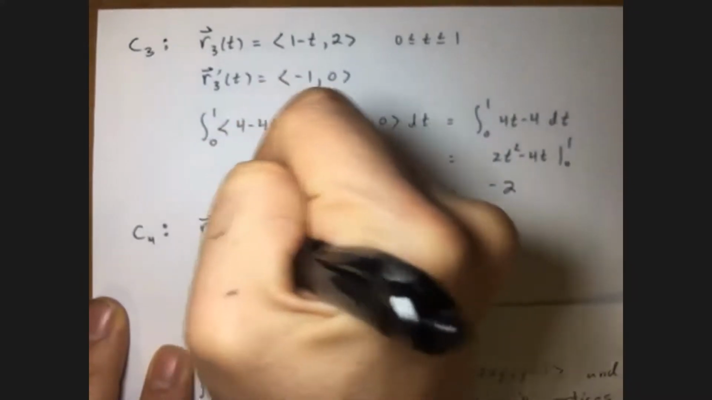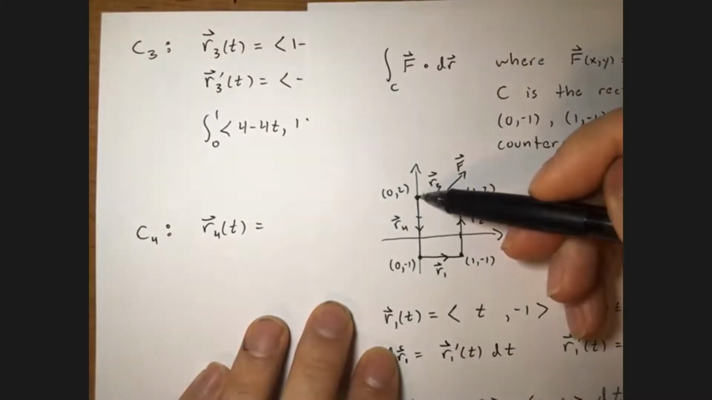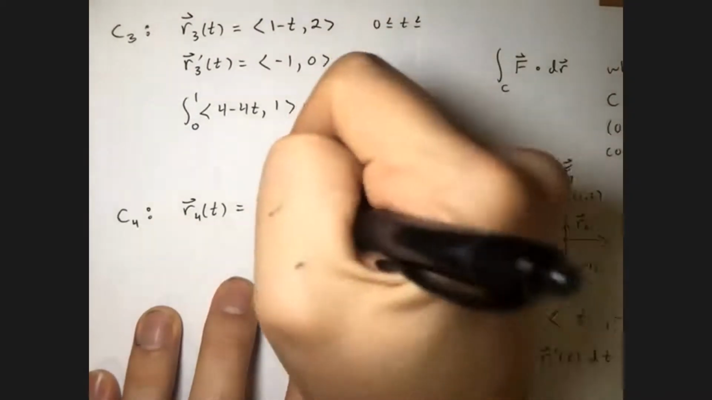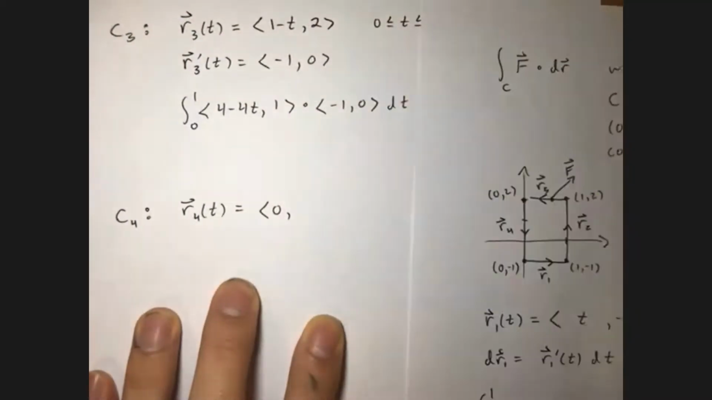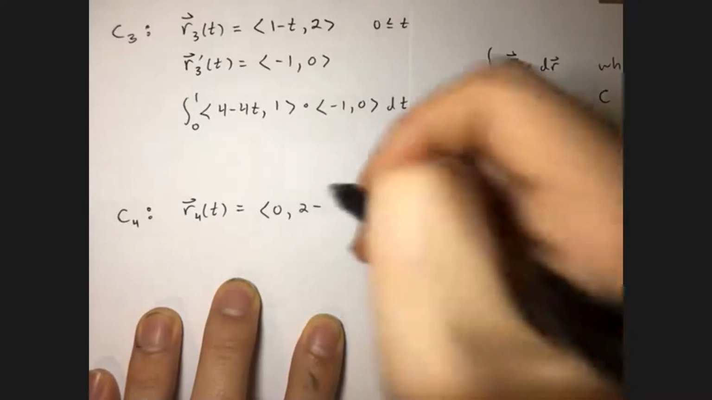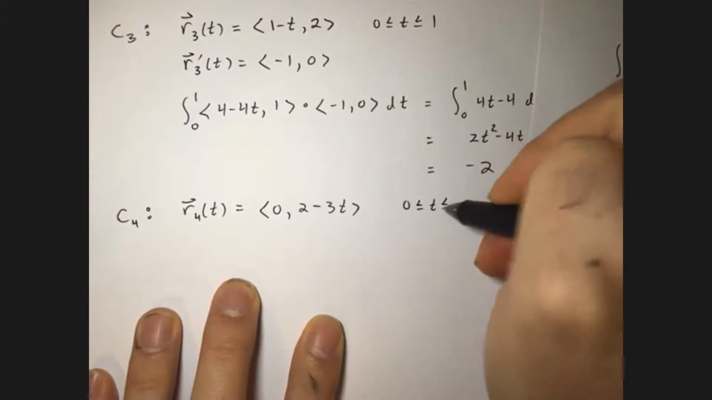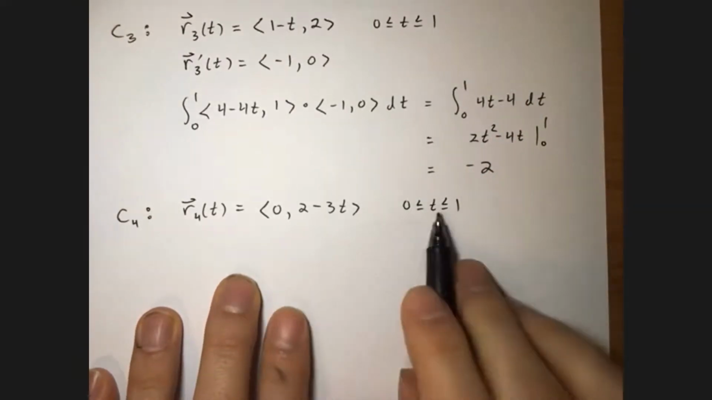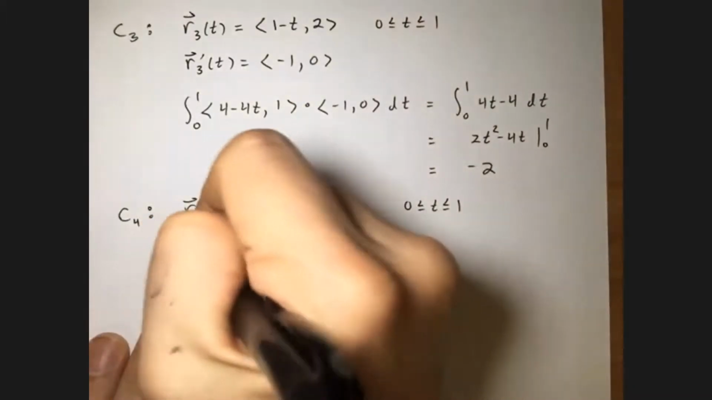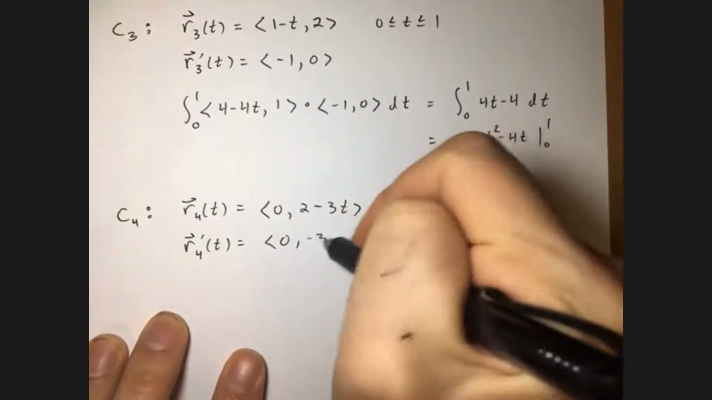Okay, and then finally C4. We do R4 of t. Now, for this one, it starts at 0, 2 and ends at 0, -1. So the x-coordinate stays 0 the whole time. But the y-coordinate looks like it starts at 2, and then I'm going to be subtracting 3t. So this is from 0 to 1. When t is 0, we have 0, 2. When t is 1, we have 0, -1. So that looks right. R4 prime of t equals 0, -3.